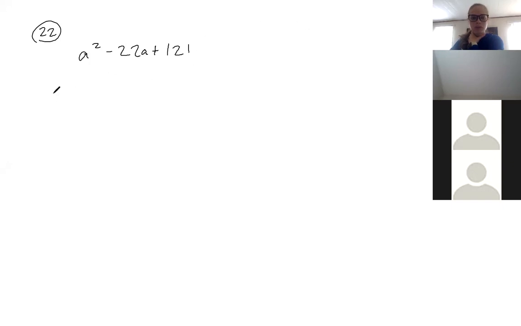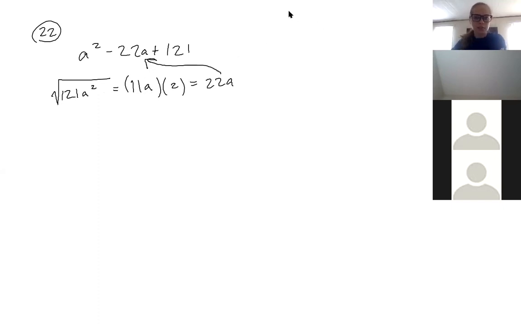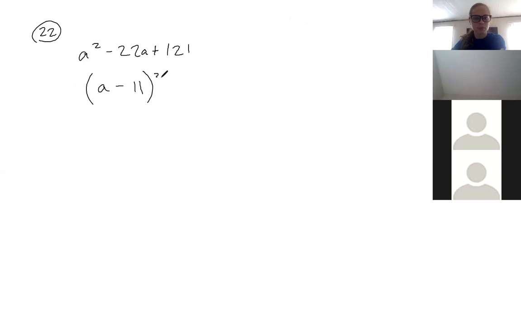Take the square root, multiply the first and the last terms together, and get the square root. What do you get? 11a. Multiply that by 2 and you'll get 22a, and that is your middle term. So yes, this is a perfect square trinomial, which means, how can I factor this? What's it going to look like? A minus 11 squared. You got it.